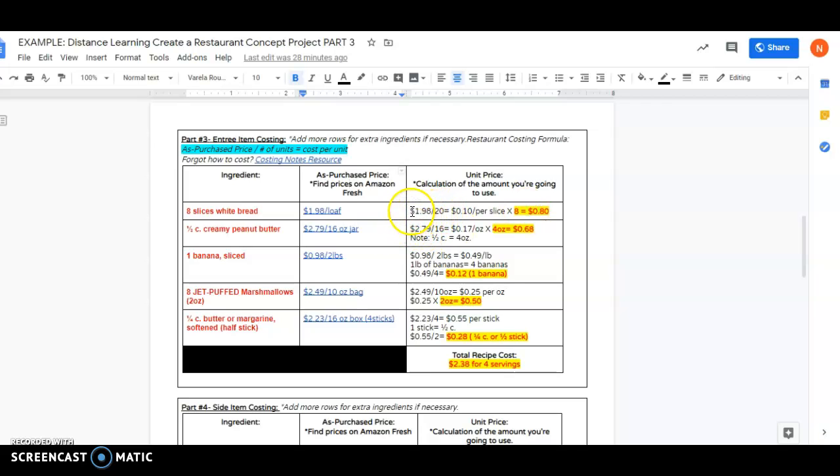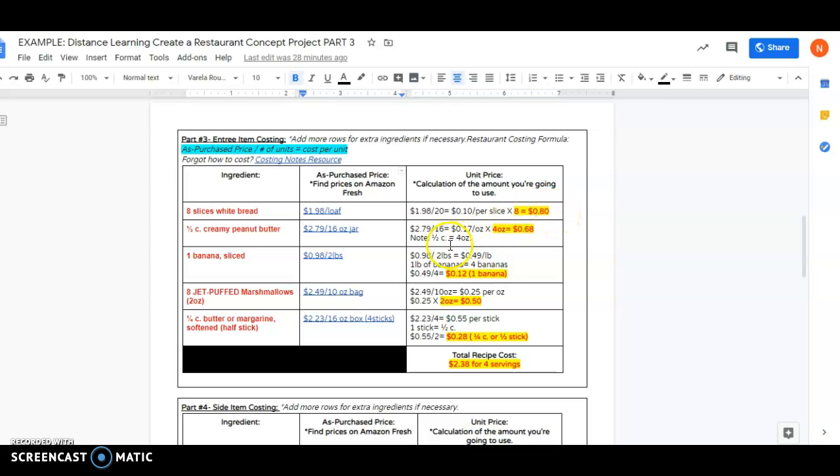So let me show you how I did the bread. I need 8 slices, right? Well, $1.98 for a loaf. So I took the as purchased price of $1.98 and I divided it by 20. There are 20 slices in this loaf, and I knew that because each slice is 1 ounce, and it said it was a 20-ounce loaf. So roundabout, it's about 10 cents per slice, rounded up. I need 8 slices, so I take 10 cents per slice times 8 because that's how much I need. So my total unit price for the bread that I need is 80 cents.